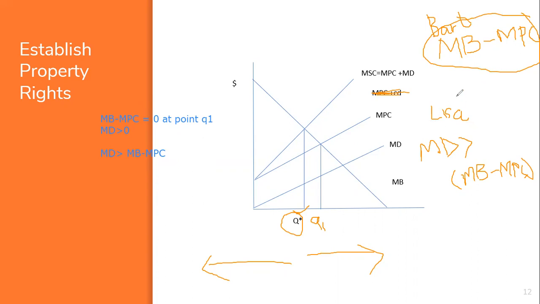The conclusion is that the efficient solution will be achieved independently of who is assigned the property rights, as long as someone is assigned those rights. This result is known as the Coase theorem, introduced by Ronald Coase, and implies that once property rights are established, no government intervention is required to deal with externalities.